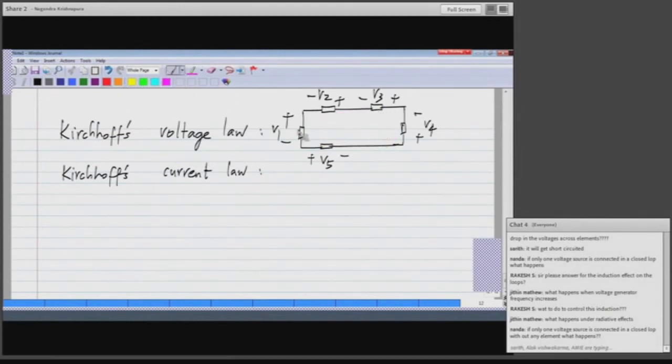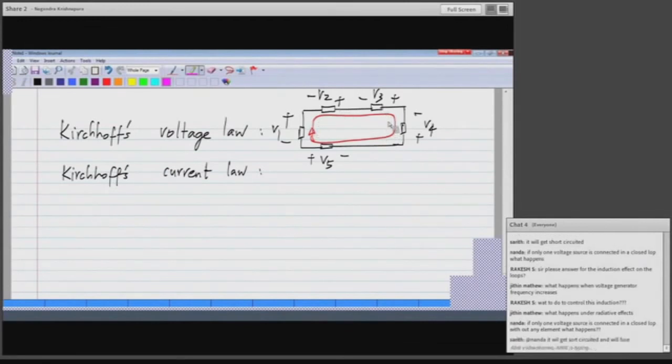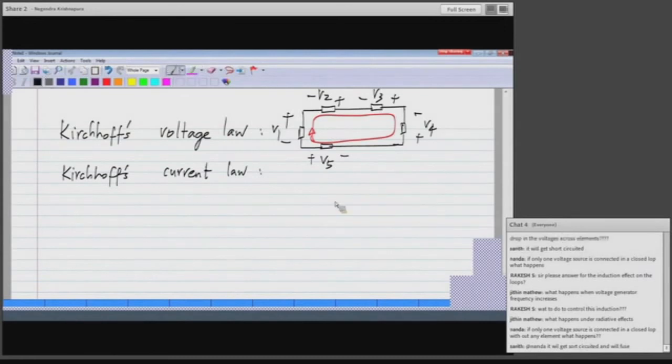Even if V1, V2, V3, V4 and V5 are time varying, Kirchhoff's voltage law says that at every instant of time, the sum of those things has to be 0. Similarly for the currents. The sum of currents I1, I2, I3, I4 is 0 for this particular example. This is true even if those currents are time varying. They could in general be time varying. At every instant of time, the sum has to be 0. So that's the meaning of Kirchhoff's voltage and current law.